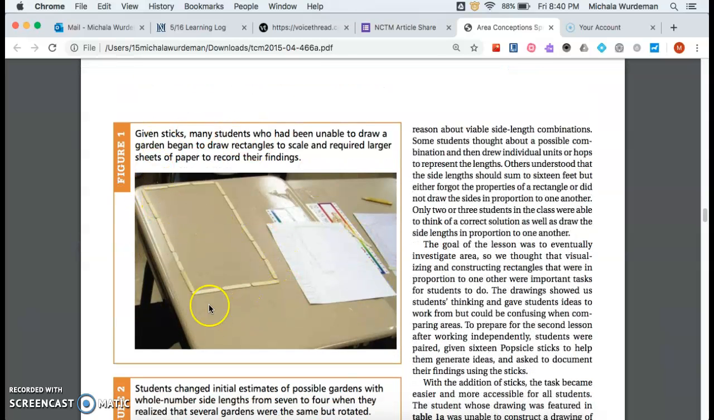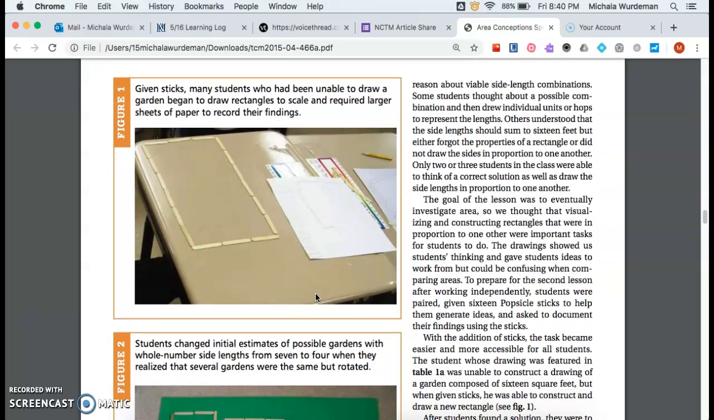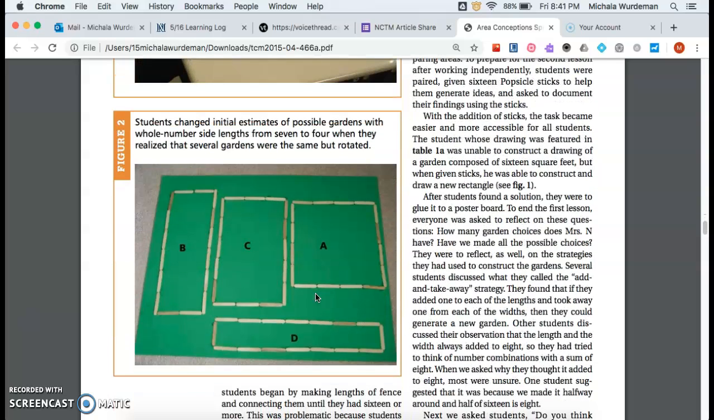Then they gave them popsicle sticks after their drawings, and it seemed like students had an easier time with the popsicle sticks because it was something physical that they had to use, and they were able to space them out and move them around as needed, and were able to close their garden. So that was more of a visually pleasing thing for them to be able to do.